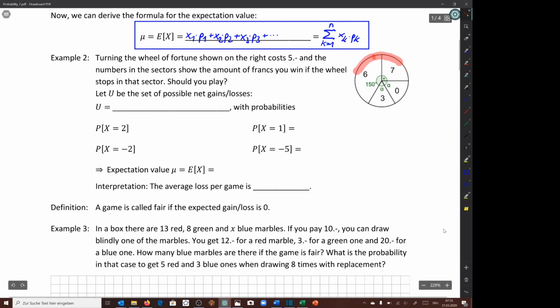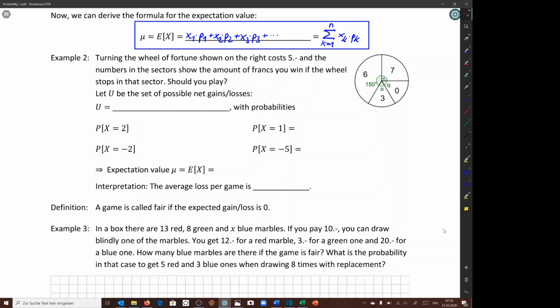We're given here this wheel of fortune, and when we turn it, we will win 7 francs if it ends up in this sector, 6 francs if it ends up here, 3 francs if here, and 0 francs if it ends up here. And we have to pay 5 francs for turning it once. The question is, should we play the game or shouldn't we? And the way to answer it will be just to look at the expectation value.